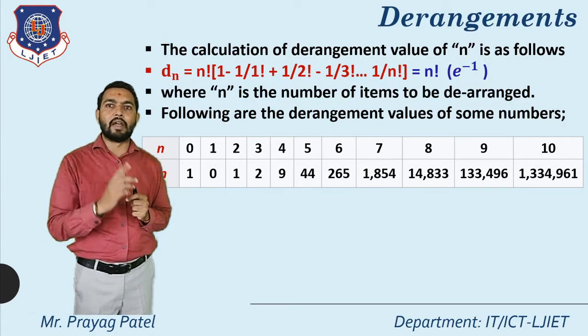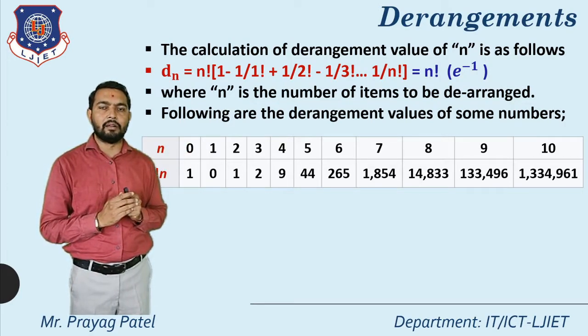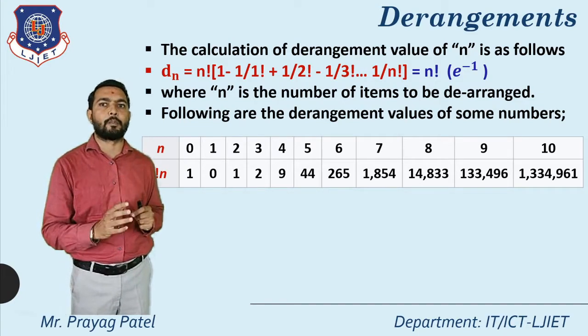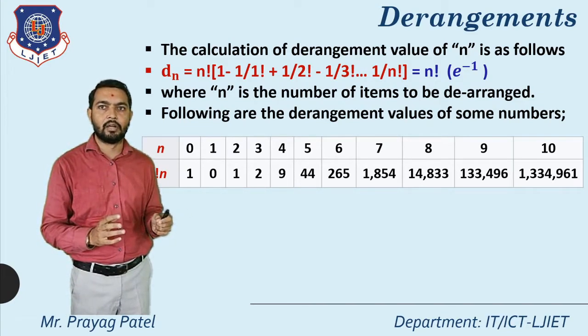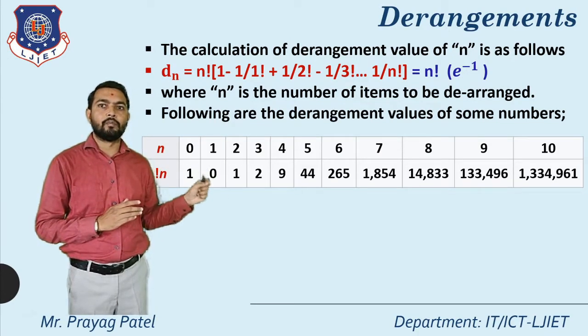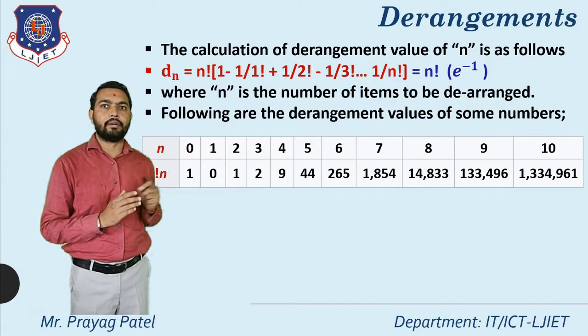Now if we have a 1 value, that means only 1 is available, then in how many ways can we write the 1 so that the 1 does not occupy its proper place? So no way is available, because only 1 place is available and we have only 1 value. So 0 possibilities for the 1.